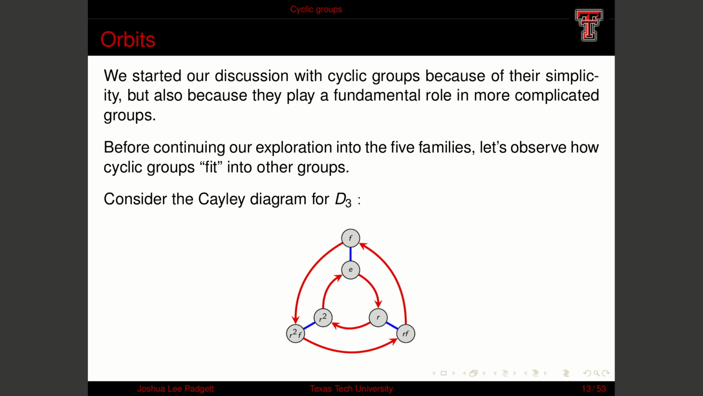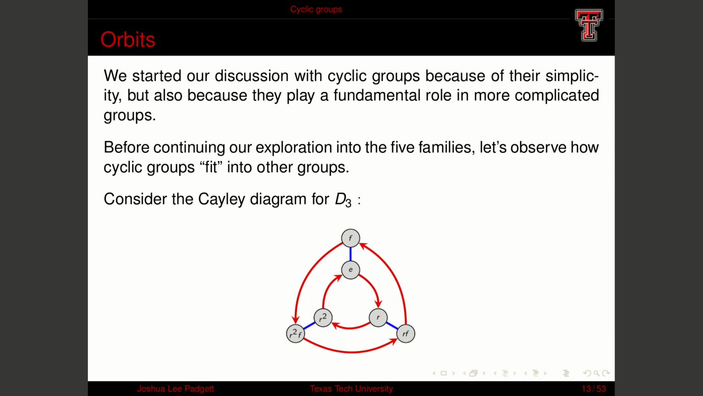So what we're about to do is pick one element from a group and see if the group is cyclic. All right, does that make sense? We're picking an element and we're seeing if it generates the whole group. If it doesn't, it will generate something. And whatever it generates is called the orbit of that element, and that's what we'll see.